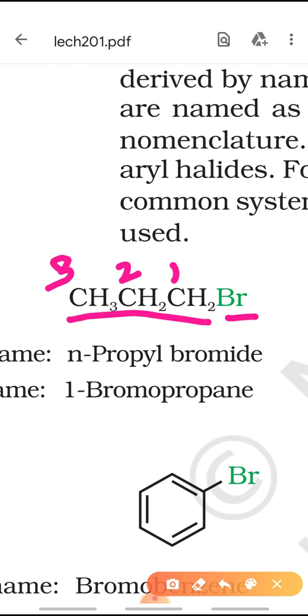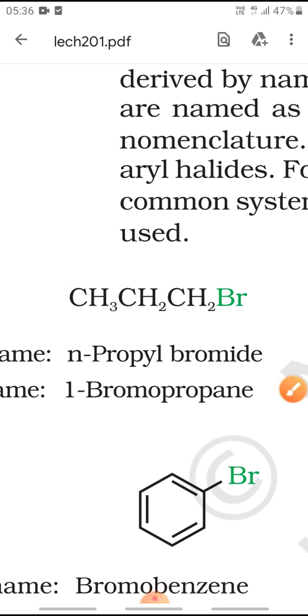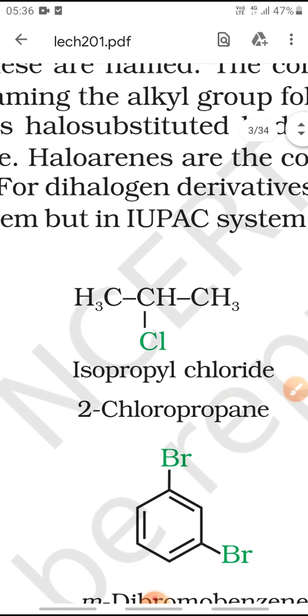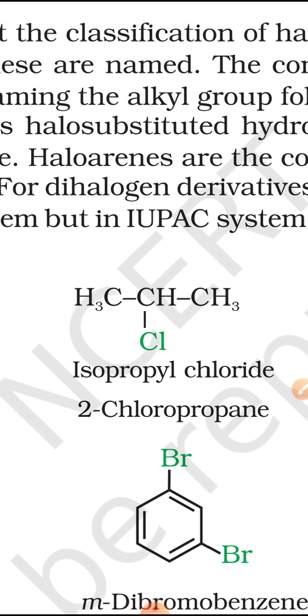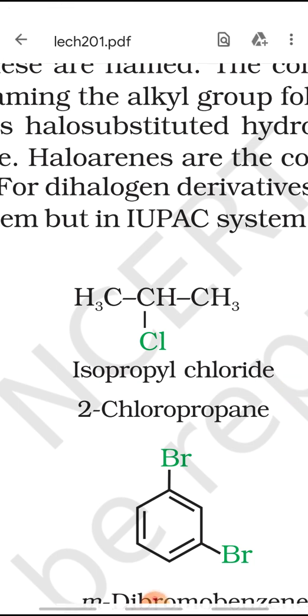Now the name of the compound. As I told you, halogens are not functional groups, they are substituents, so they are written in front. On the first carbon Br is attached, so it will be 1-bromo, and the name of the main chain is propane, so it will be 1-bromopropane. Similarly, this will be 2-chloropropane. And when the halogen is attached to the second carbon, in common nomenclature it can be written as isopropyl alcohol.